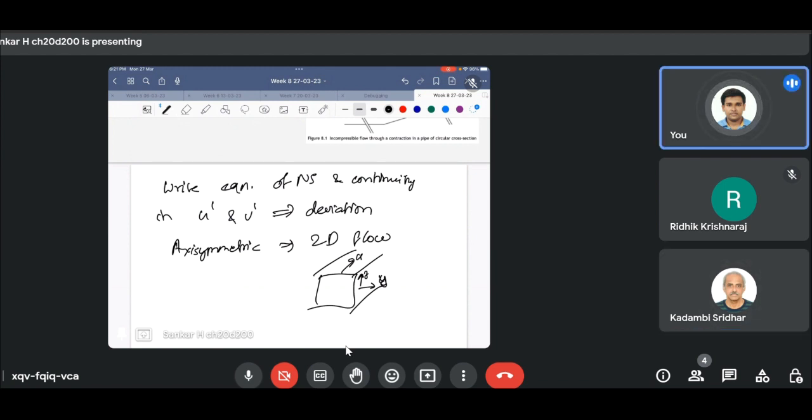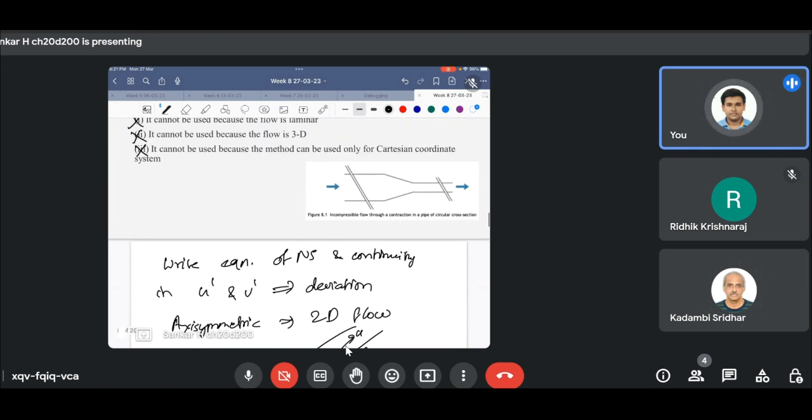It's not that it's uncommon, but it's not that it is rare either. But generally we try to simplify our problem by creating a two-dimensional view of it. Yeah, okay.